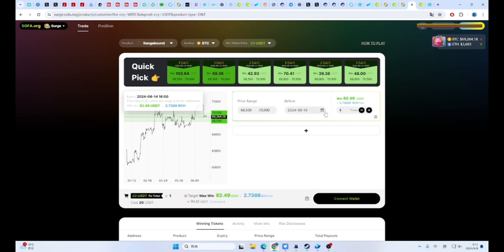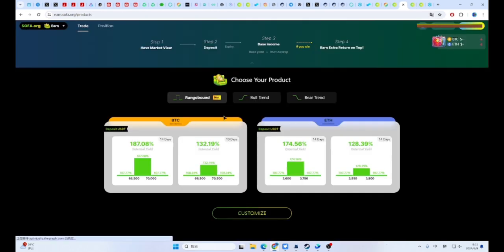Beginners looking to gamble can use Surge. If you have more funds and want to farm airdrops, go with Earn. Actually, the 3 products are similar, basically just involving buying or selling options, which is straightforward to understand. Okay, now let's wrap up today's video with a demo trade that you can follow along with if you'd like.